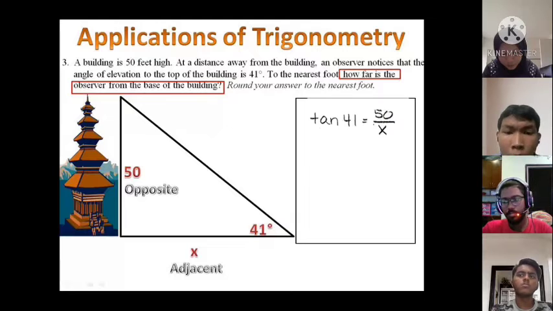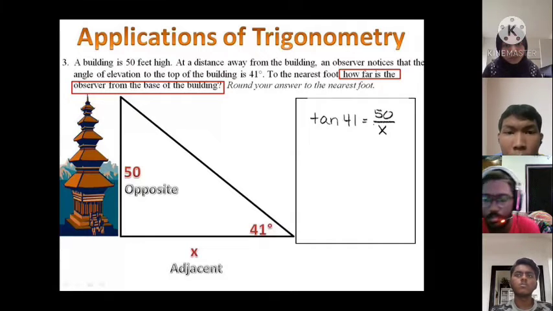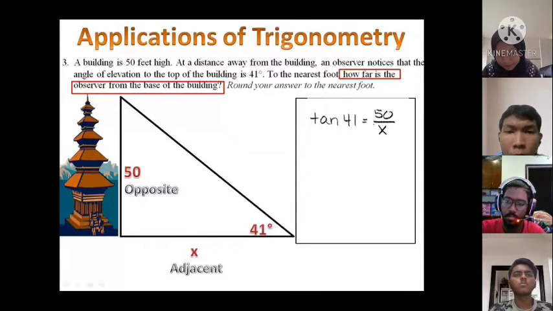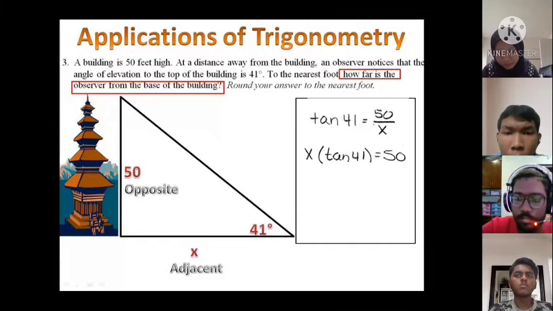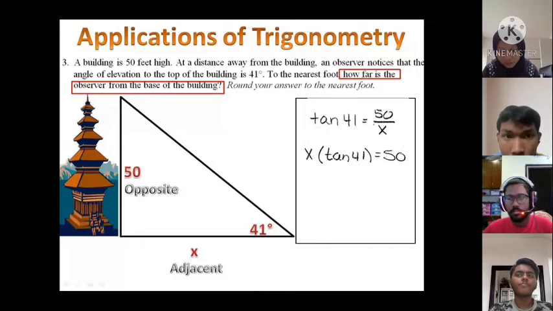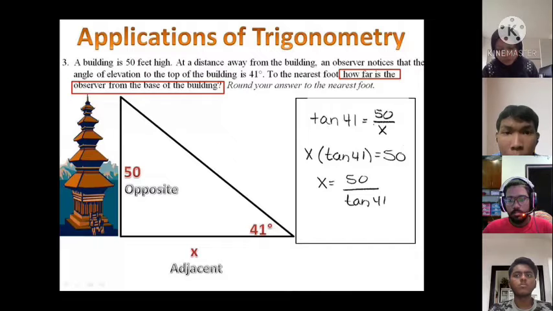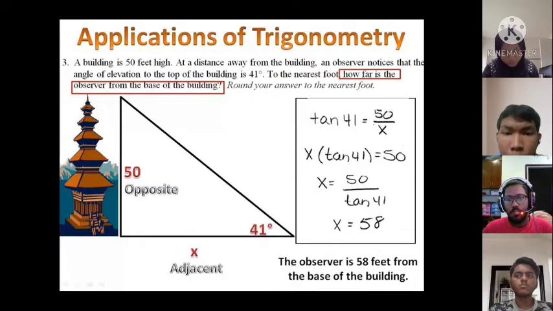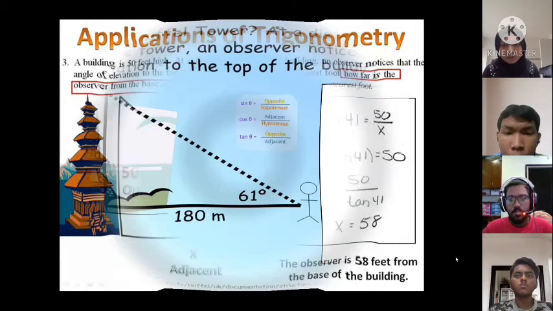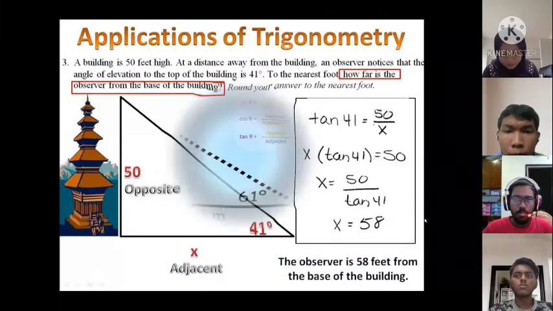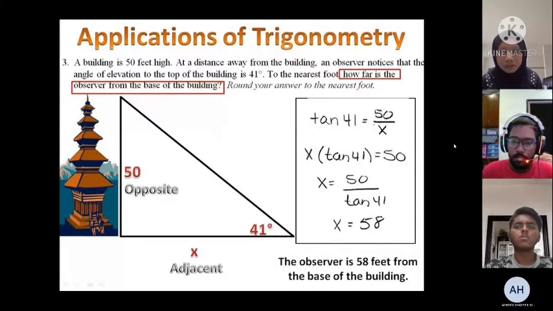So, tan 41 equals 50 over x. X tu pindah ke kiri. Jadi x tan 41 equals 50. X equals 50 bagi tan 41. So jawapan dia 58. The observer is 58 feet from the base of the building.